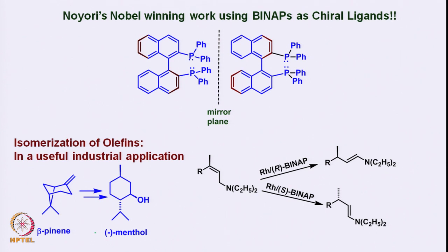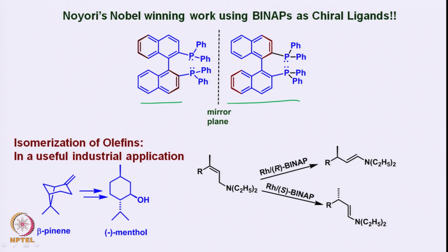Then we also discussed Noyori's Nobel winning work using BINAP as chiral ligands. So we saw two BINAPs, one of this and its mirror image. One of them is R, the other one is S configured, and these BINAP ligands were very useful in leading to very high enantiomeric purity of the products wherever these ligands were used.